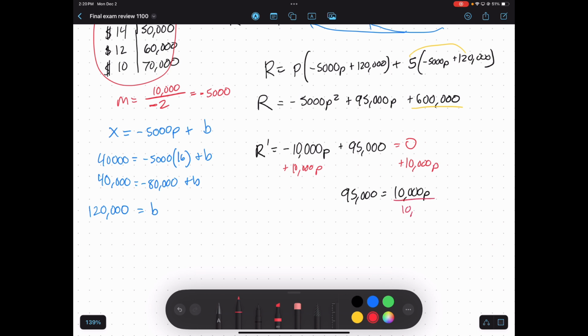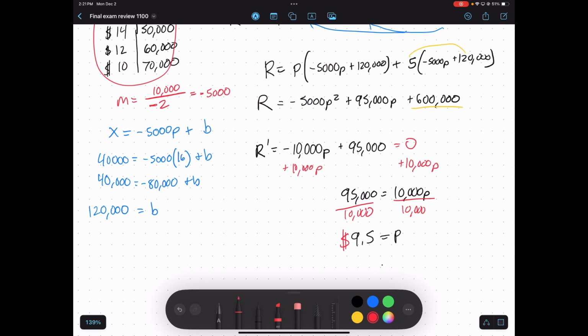Divide by 10,000. And I'm left with 9.5. Awesome. That's the price I should set it at, $9.50. Questions?